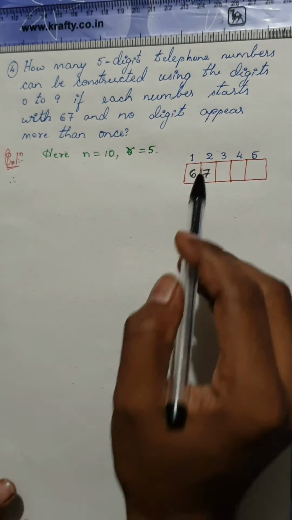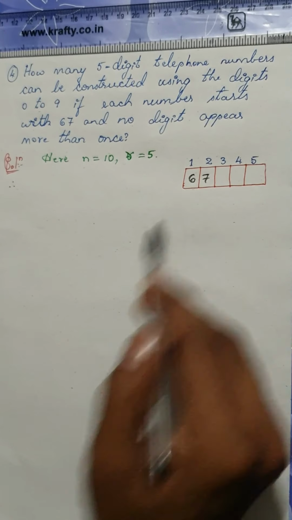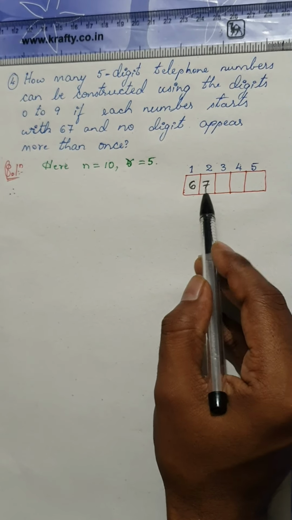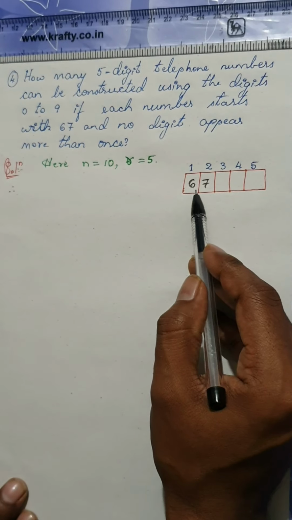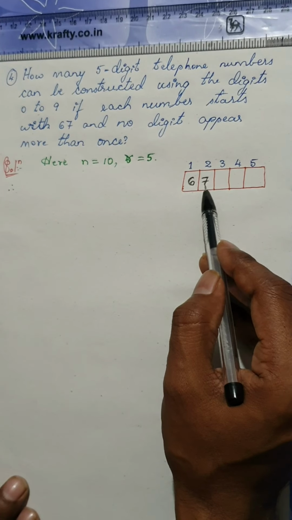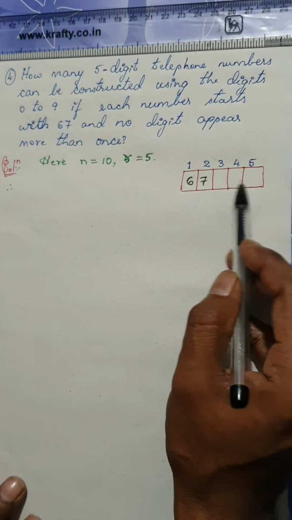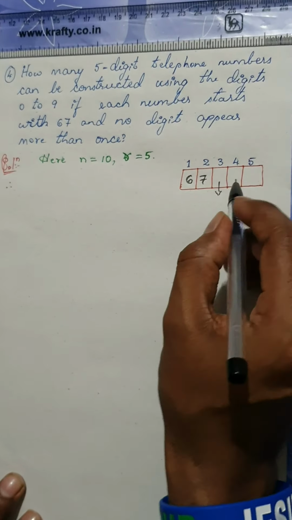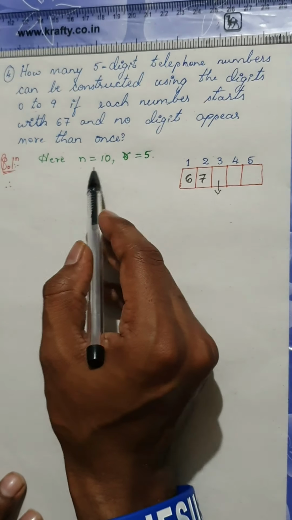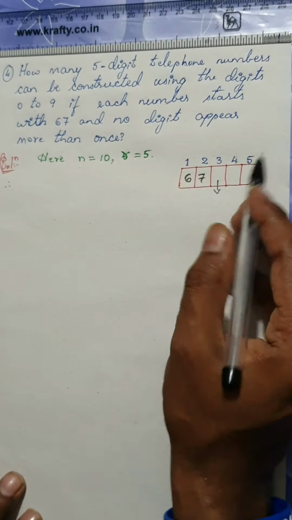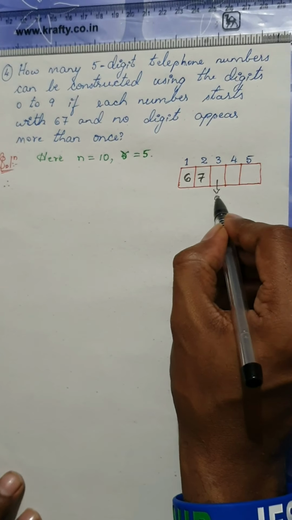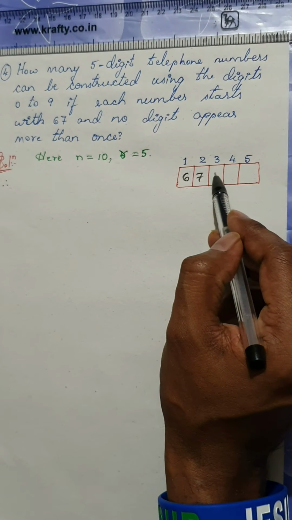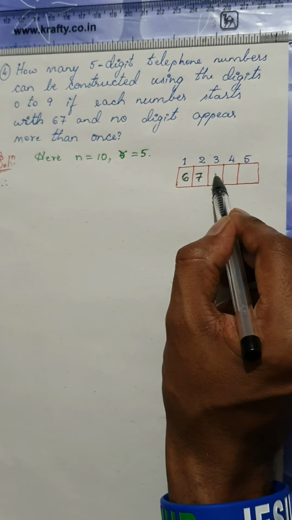So that means there is no freedom, no choice for the first spot and the second spot, because the first place should be filled by 6 and the second spot should be filled by 7. The remaining 3 places I can fill freely. In the third spot I can fill any of the... now that these two are fixed, how many remain? Out of 10, 2 are already fixed. That means I have any of the 8 numbers. From 0 to 9, leaving out 6 and 7, I can fix any one of the remaining 8 here. So out of the remaining 8 numbers, 1 is fixed here.